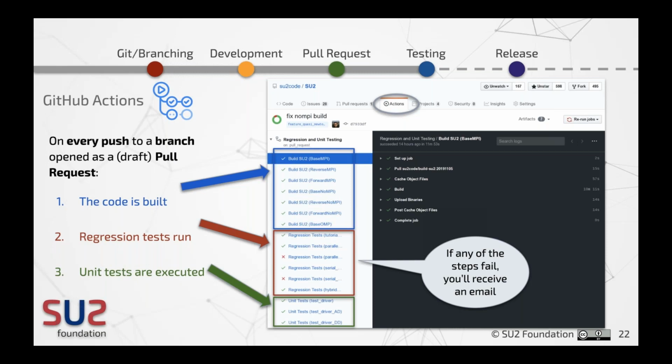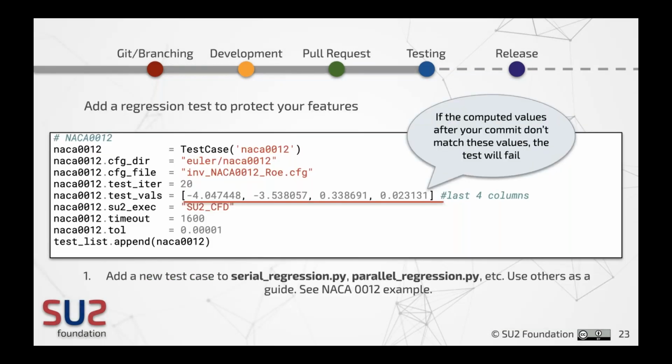So if you want to add your own regression test to protect your features, then first you go to the serialregression.py or the parallelregression.py file and just use, for example, this NACA 0012 example, and just fill in your values here. So if the computed values, which are usually residuals printed on the screen, do not match the values stored in that file, then the case will fail, and you get a notification by email, like I said on the slide before.